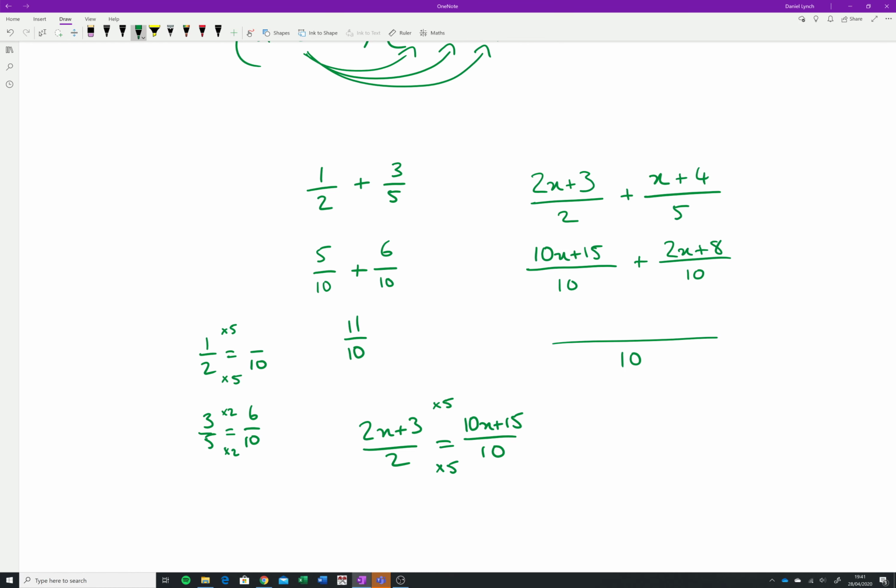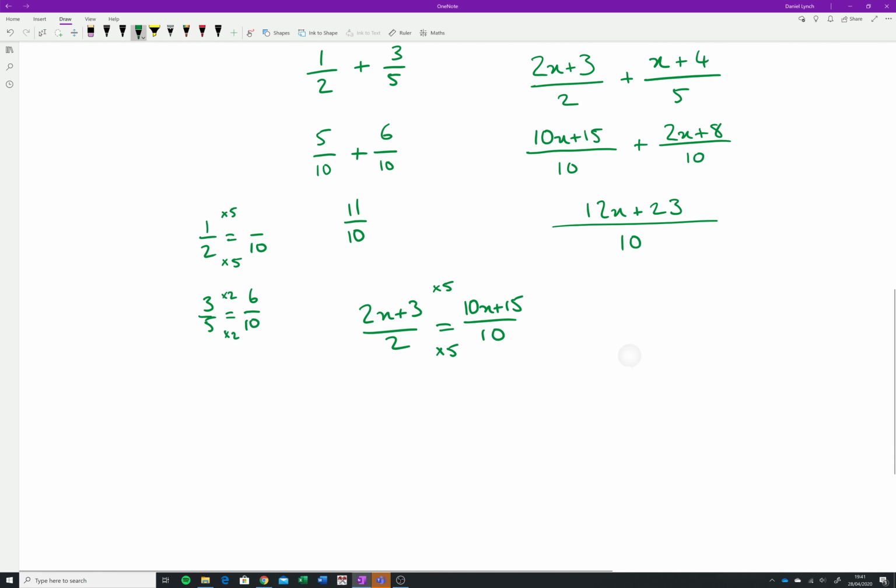Both are tenths, so we just add the tops to find out what we have. And we have 12 x's, and we have, what's that, 23. That's it, 12x plus 23 over 10. So that's an example of how you add together fractions where there's algebra involved.